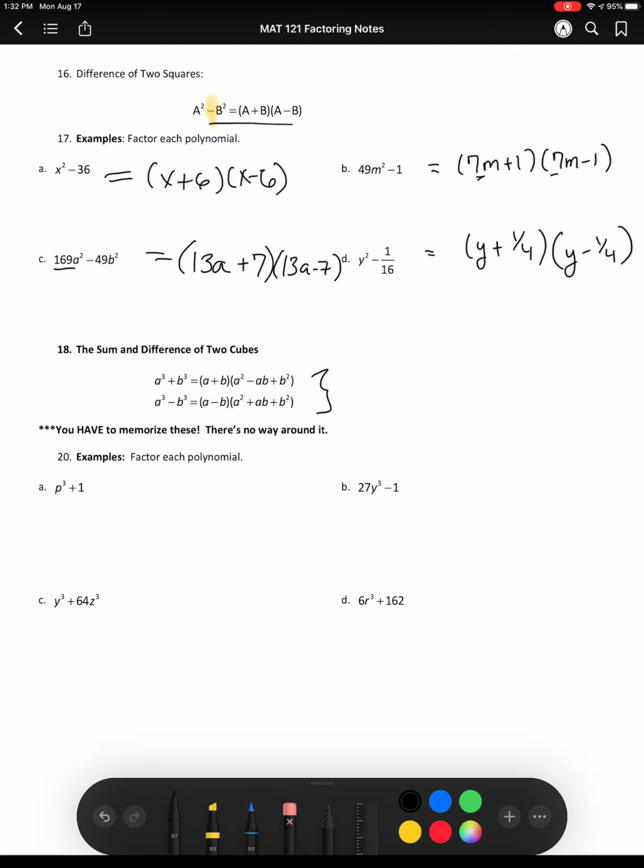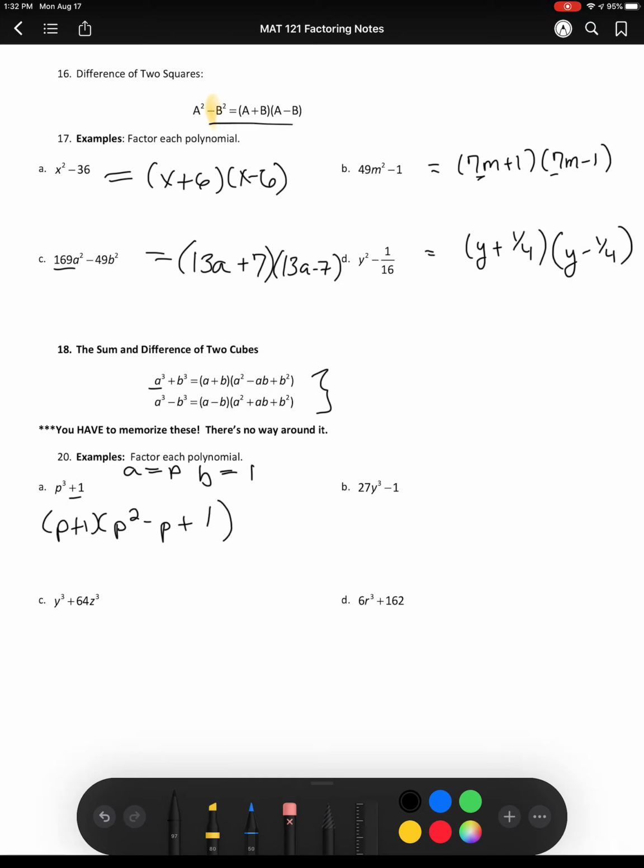So for example, 20a is p cubed plus 1. I like to go ahead and identify what the a and the b are. That's just by taking the cube root of each part. So a would be p and b would be 1 here. And then it's a plus, so I follow the first formula. And it's just p plus 1 times p squared minus p plus 1.